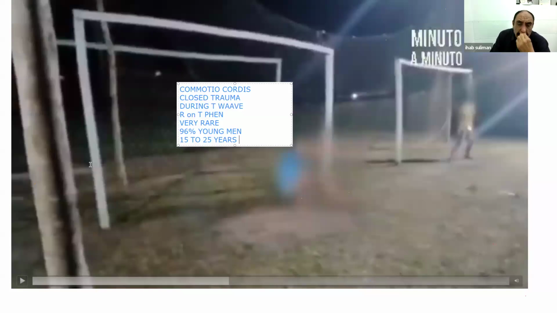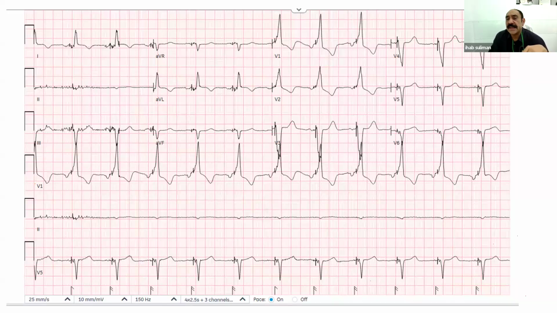So commotio cordis occurs in entirely normal, healthy hearts. That is very important to remember about commotio cordis. So we move on to another example of this very sick patient.